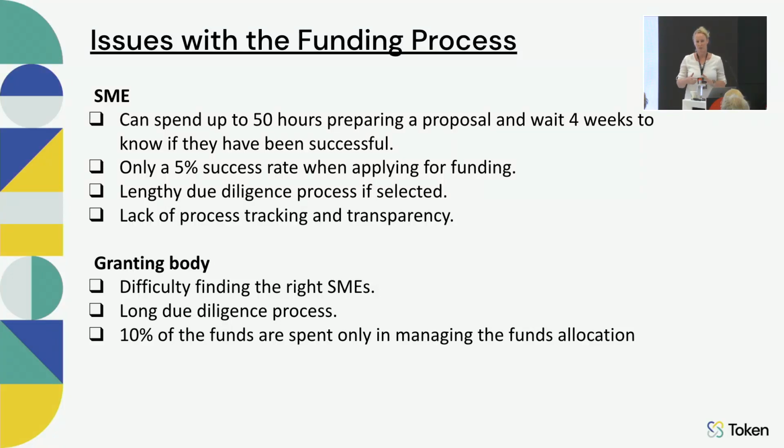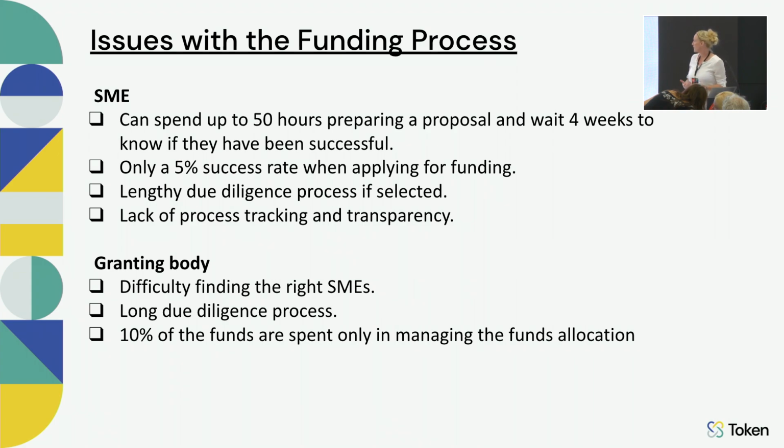There's really nothing that you can check about what happened when you submitted a proposal. So if there's anything afterwards, there's a lack of transparency there. On the part of the granting body, it's quite similar. They have difficulty finding the correct SMEs to fund. Also, there's a long due diligence process when they're checking who this SME is that they're funding. And on top of that, they can spend up to 10% of the funds to manage the funds allocation.